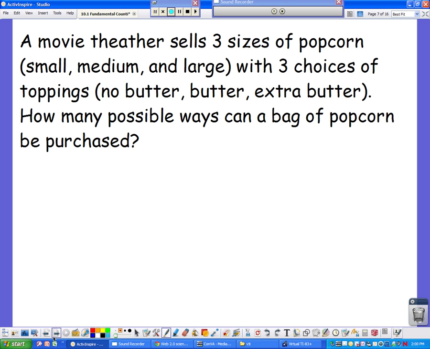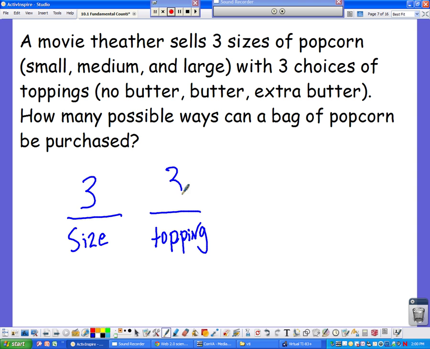All right, so if we look at this, the first option we have to choose from is the size of the popcorn. So we have 3 choices for size, and then for our toppings, we're going to pick a topping. And our topping could be no butter, butter, or we could put extra butter. And so we have 3 choices for that option. And remember, we multiply. The fundamental counting principle says we multiply. And 3 times 3 is 9. So they can have 9 different outcomes. Okay? All right, next one.